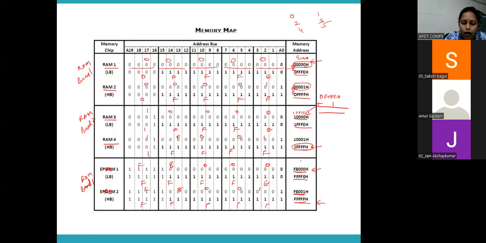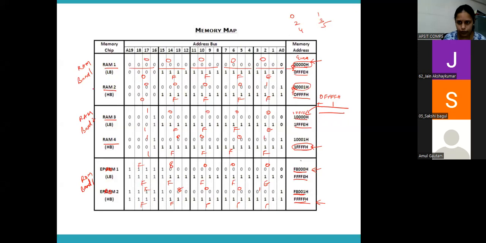Okay. So how did we estimate this memory map? We have already calculated the number of chips and the starting and ending addresses. From that information, we just have to create this memory map. So first, you will write down the number of chips that are required and their type, whether it is a RAM chip or an EPROM chip. Always remember, a memory map begins with the RAM chip only. So here, according to our question, we need 4 RAM chips. So we have RAM 1, RAM 2, RAM 3, RAM 4, EPROM 1, EPROM 2. And then we have to write down their address ranges.